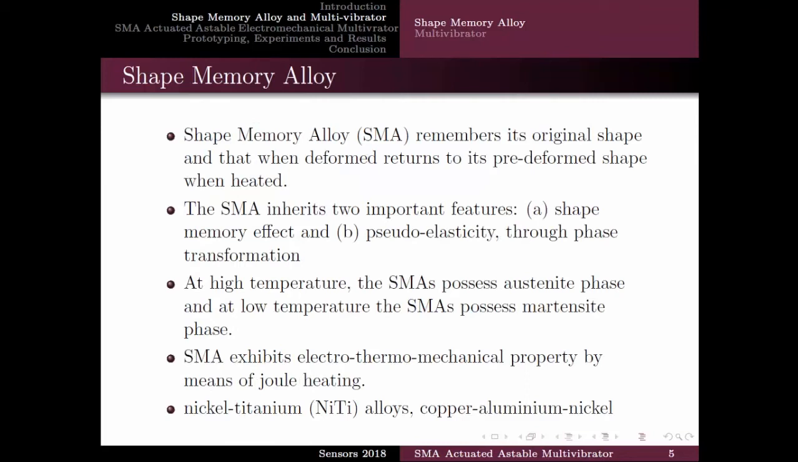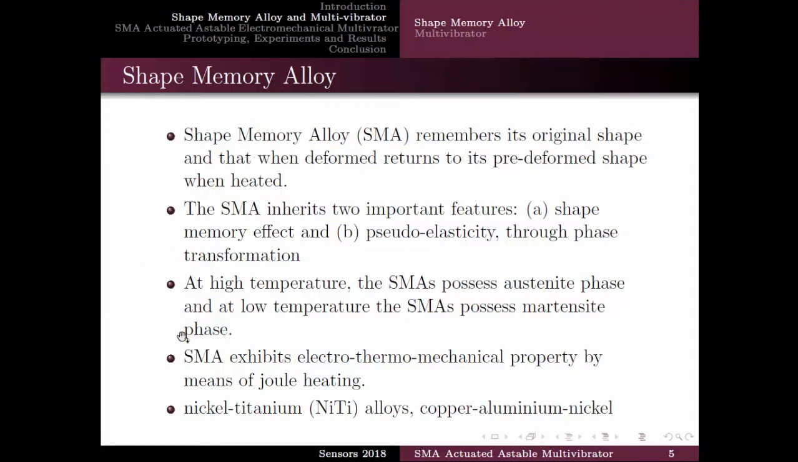Now the shape memory alloy. Some basic stuff about shape memory alloy: it can remember its original shape. Two effects are there, the shape memory effect and pseudoelasticity. At high temperature it shows an austenite phase, and at low temperature it shows a martensite phase.